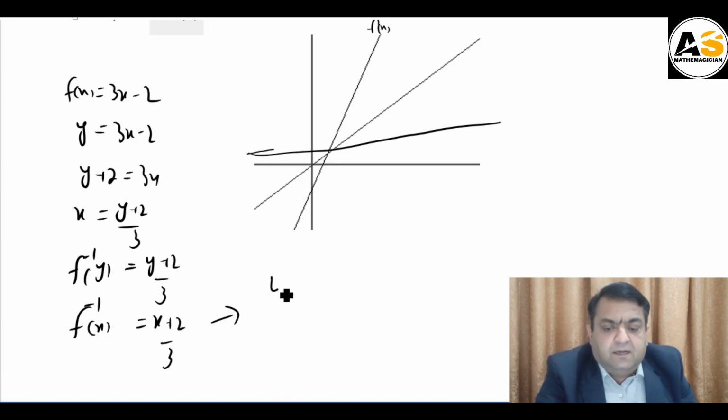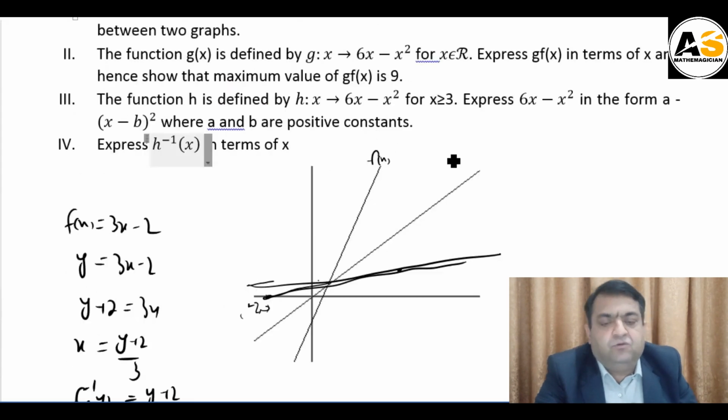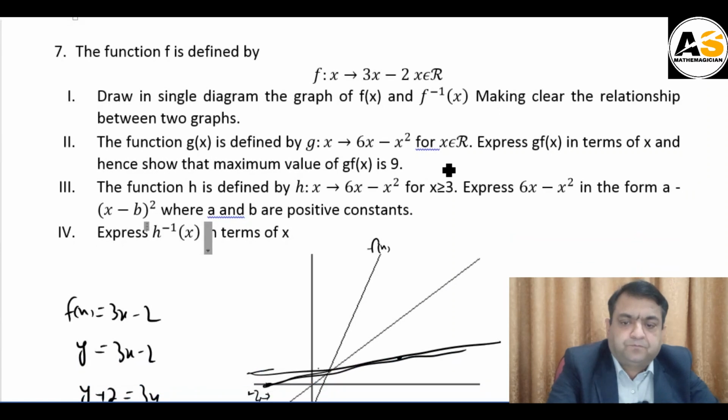You can take x is equal to 4: 4 plus 2 over 3, 6 over 3, it will be 2. This is this point, and then you can take the point x is equal to minus 2. At x is equal to minus 2, it will be 0, like this. So this will be the graph of f inverse. This you have to do for part 2.